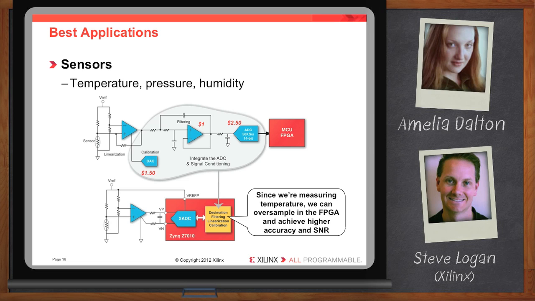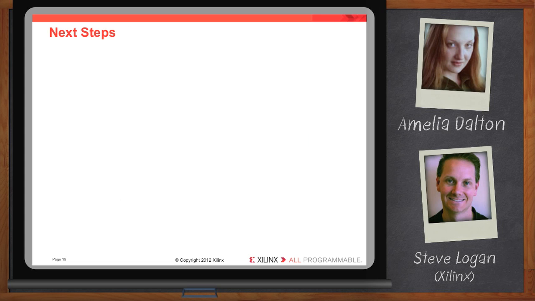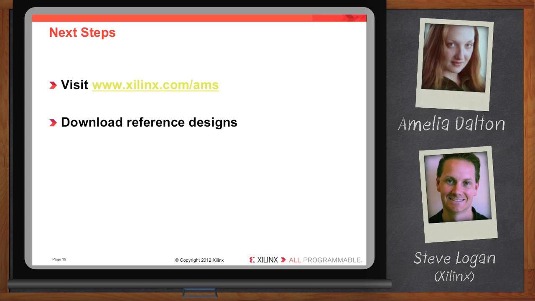Okay, great. Steve, I am ready to get started. Where do I go for more information? All right, the next step you want to take is xilinx.com/AMS. That's our page that's got all the details that you need to get started. From there, you'll be able to download these reference designs. At this point, we've got them running on Kintex and Virtex and Zynq. Very soon, we'll have the Artix as well.